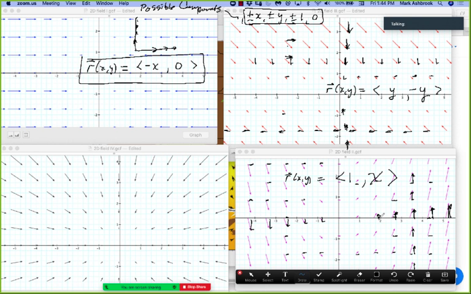Yeah, you were right. It's x. Because as x increases, your y component increases. As x gets more negative, the y components get more negative. But if you move in the y direction, the y components stay the same. So it's not a function of y. This component is a function of x.